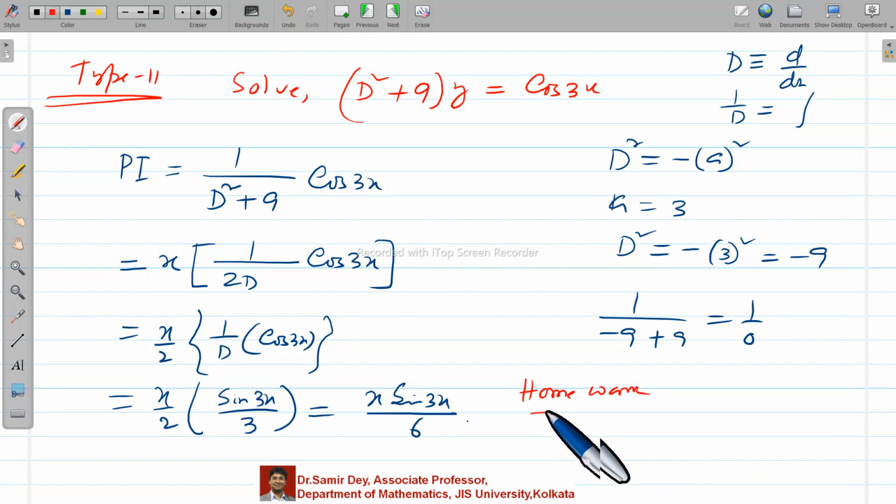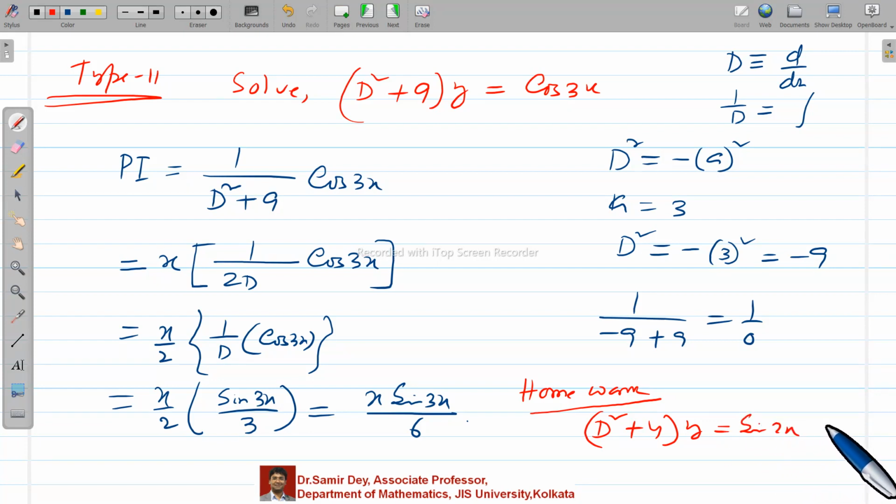Now anyone, please write down one homework. Please write down d square plus 4y is equals to sine 2x. Here I have replaced 9 by 4 and cos 3x by sine 2x. The process remains the same, whether it is sine or cos. But d square is equals to minus a square. So I think you can manage it.